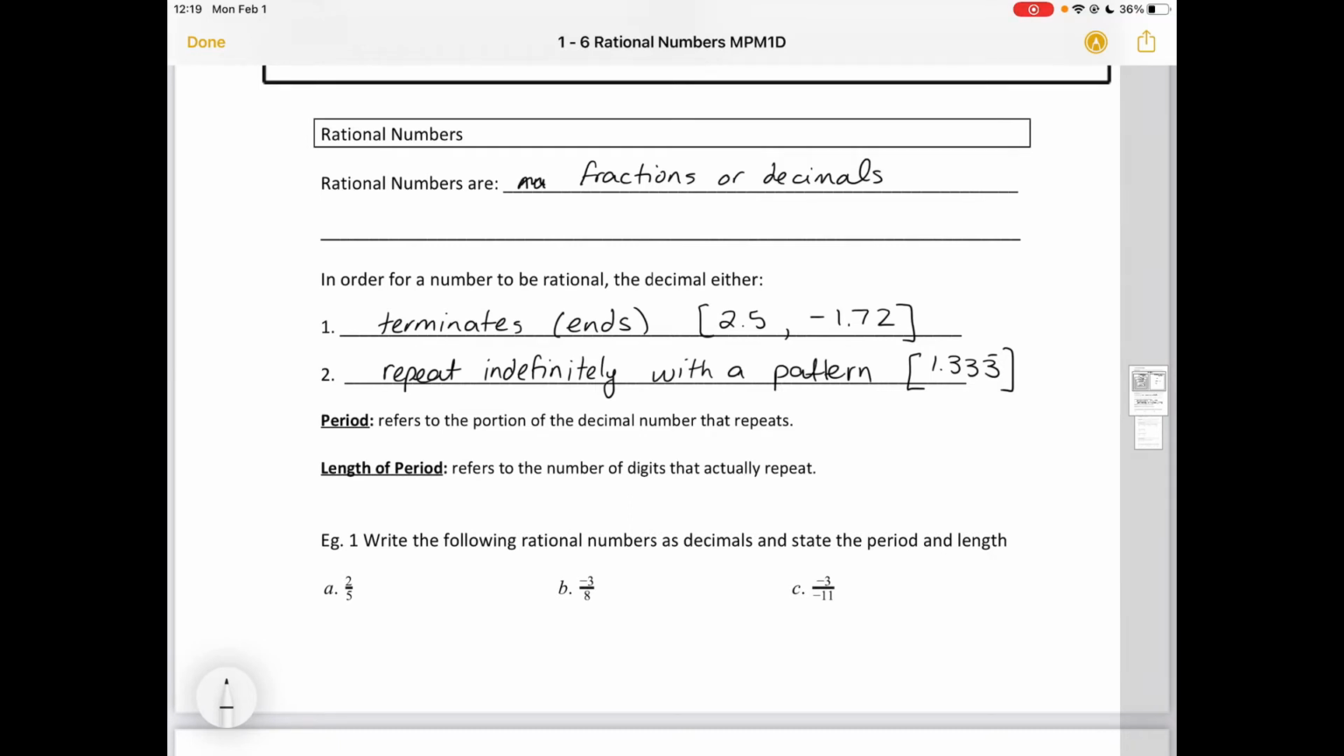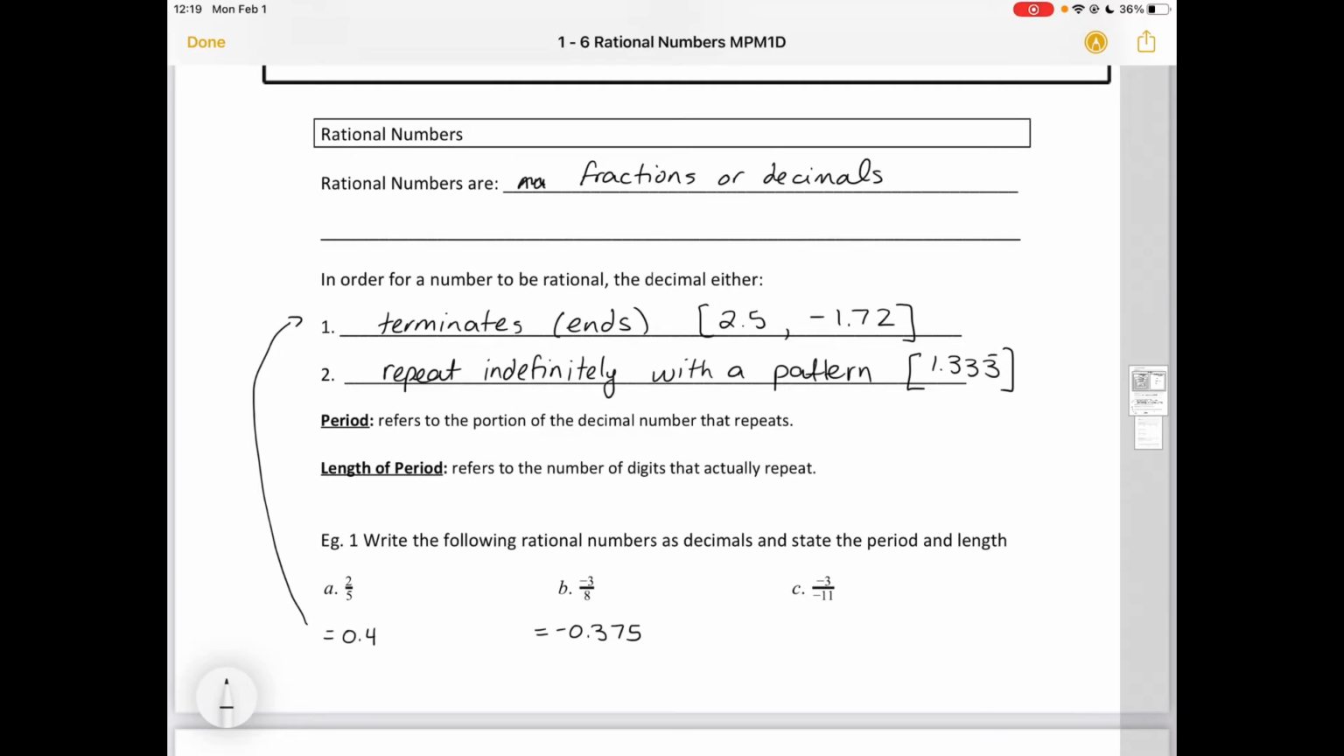So here are the following rational numbers. We're going to write them as decimals and then state the period and the length. So 2/5, we can find that out as a decimal by doing 2 divided by 5, and this is going to give us 0.4. So this fits into category 1. This is a decimal that terminates, so there's no need to talk about the period or the length of the period because it doesn't really have one. Now let's look at the next example. So minus 3 divided by 8 also gives us minus 0.35. So again, terminates, no need to quantify the period.